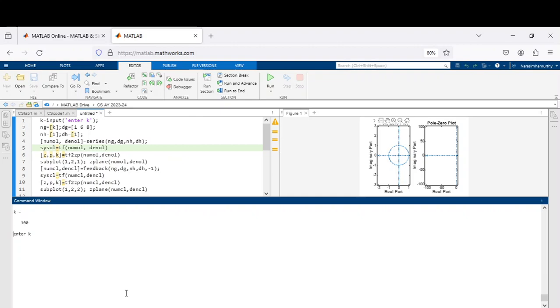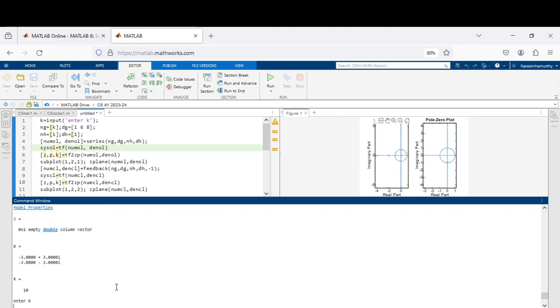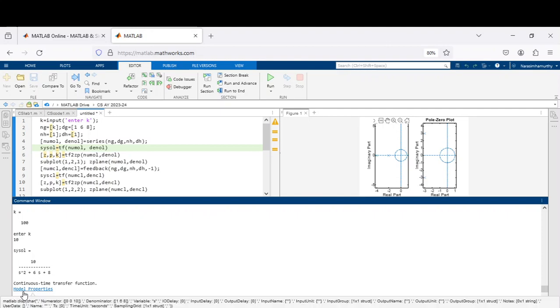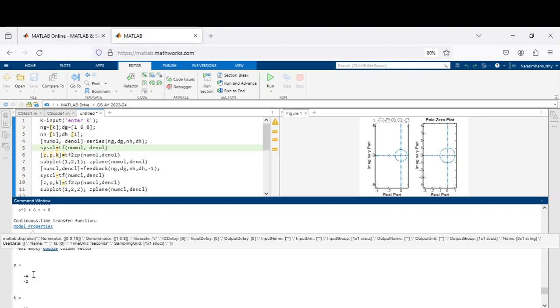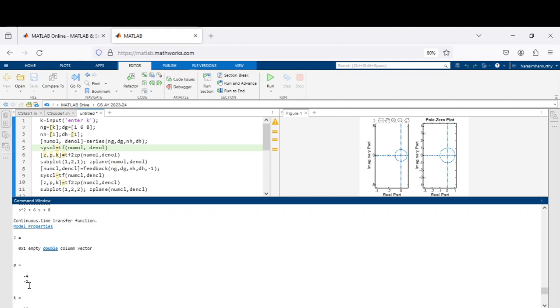Now if I give the value of k as 10, if you carefully note, this is my open loop transfer function, which is 10 by s square plus 6s plus 8. You can see this was k, now k is replaced by 10, and you can see the poles are at minus 4 and minus 2, and there is no finite zero. And of course the value of k is 10. Now this is the closed loop transfer function.